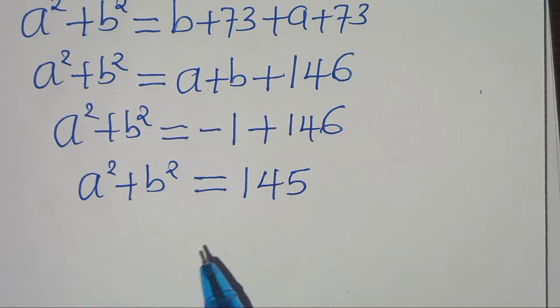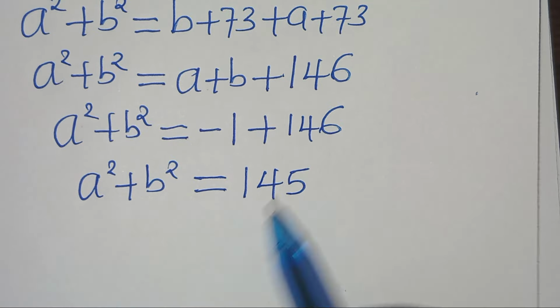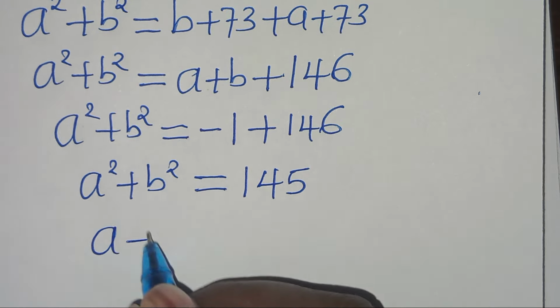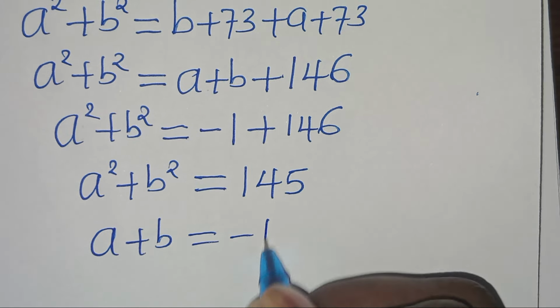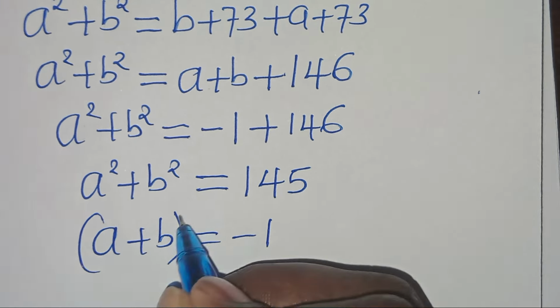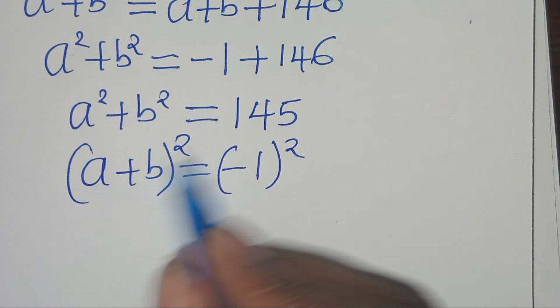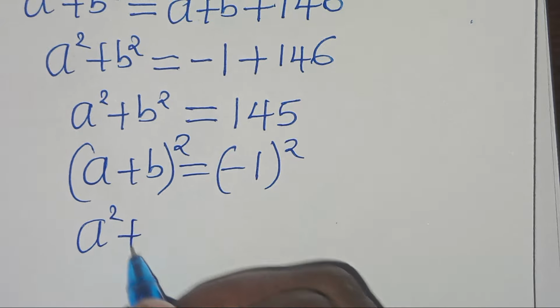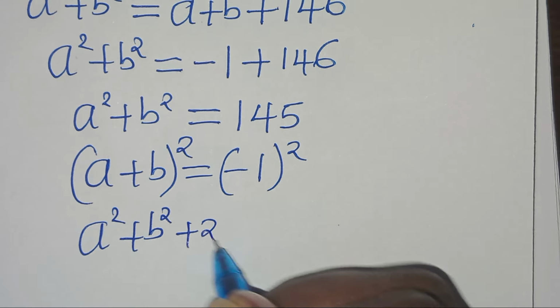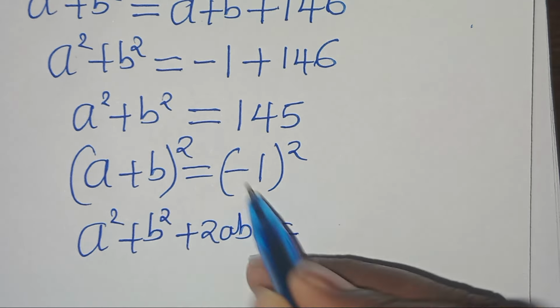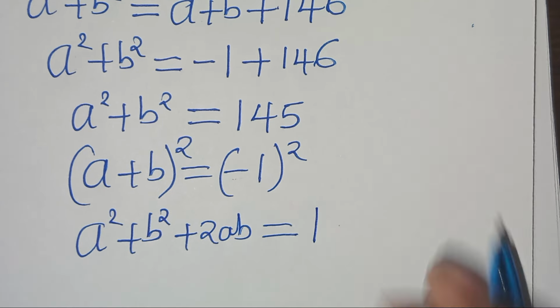Now, we have from equation 4 that a plus b is equal to minus 1. Let's square both sides. So here we have a squared plus b squared plus 2ab, which is equal to minus 1 squared, which is 1.